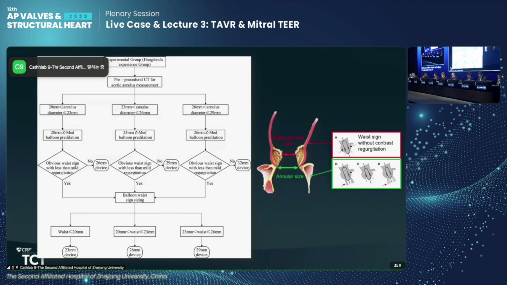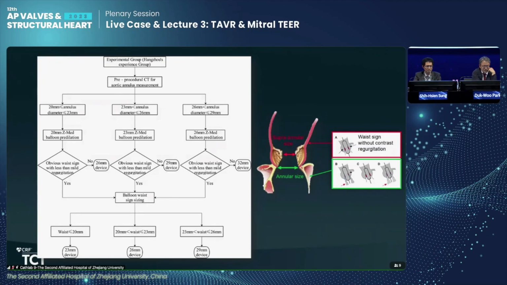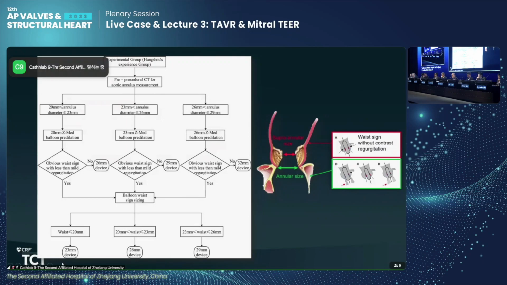For this patient, we use the 23 balloon. I think we can repeat the angiogram and the balloon aortography. There was a waist and there was no regurgitation, correct? Yes. Just downsize one scale. We never downsize more than one scale. Before, we downsized two scales, but now we only downsize one scale. So I think the patient meets the downsize criteria.